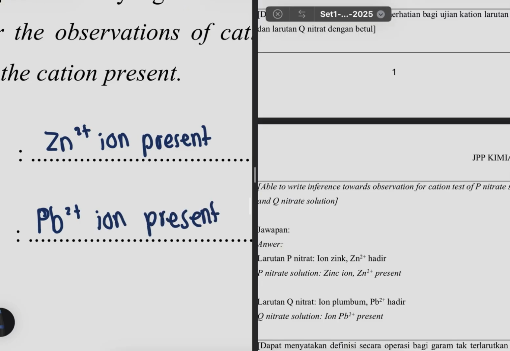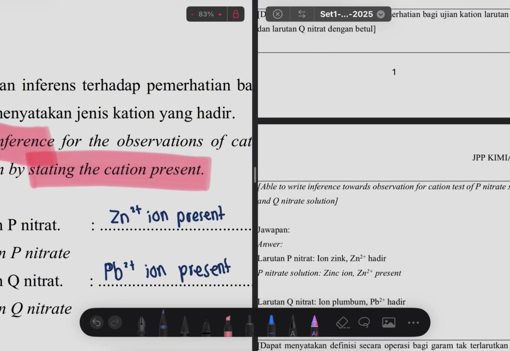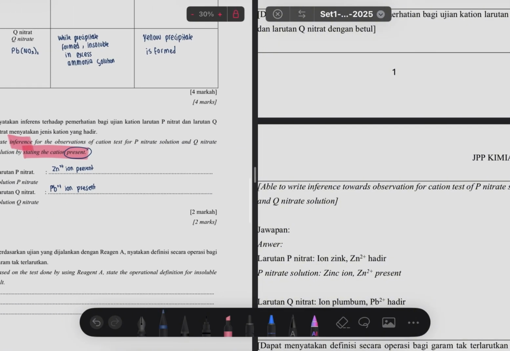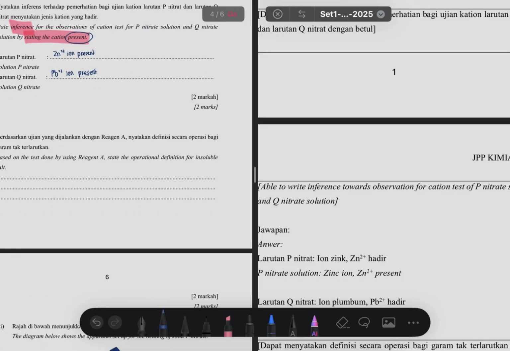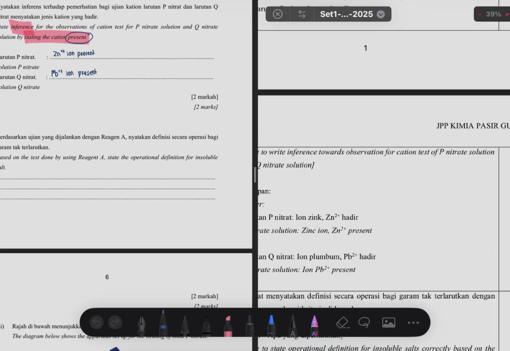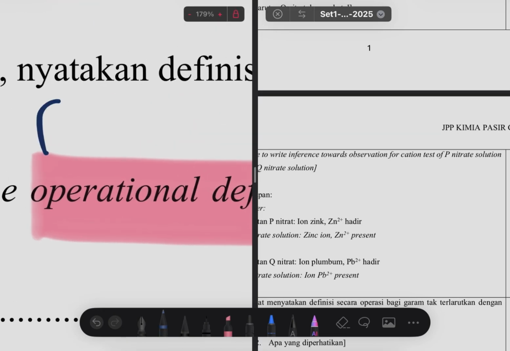Okay, just to be safe, because they ask us the requirement for the question, which is to state the cation present, they want us to say that it is present. So don't just say Zn²⁺ ion or Pb²⁺ ion. Make sure to take back what the question wants and say present, just to be safe, because you don't want to make these silly mistakes. And even in this scheme, it mentions present, so yeah. Based on the test done by using reagent A, state the operational definition for insoluble salt. So for an operational definition in chemistry, we have to mention first what is done.